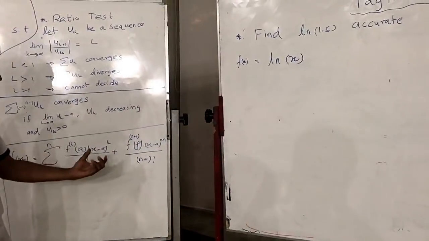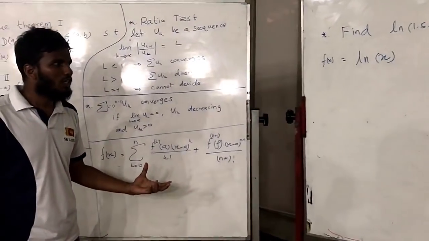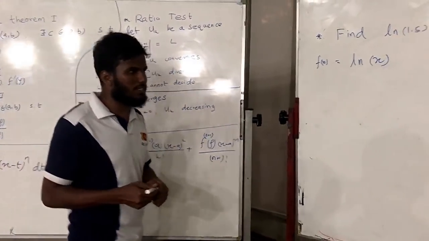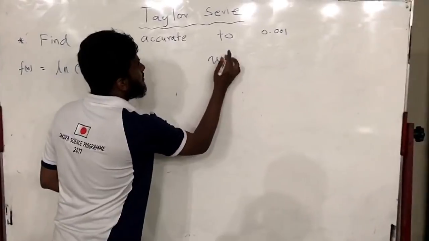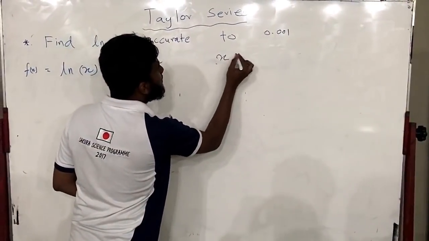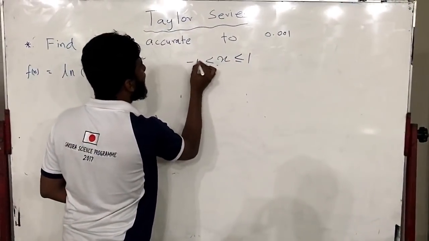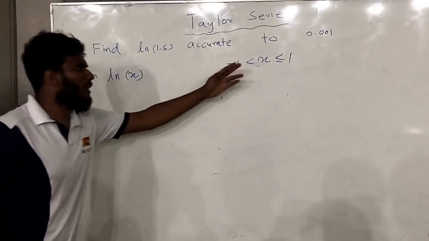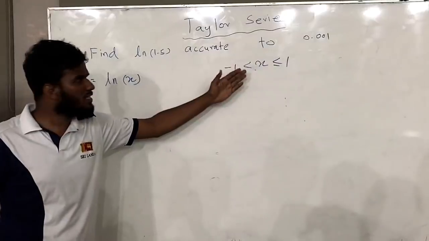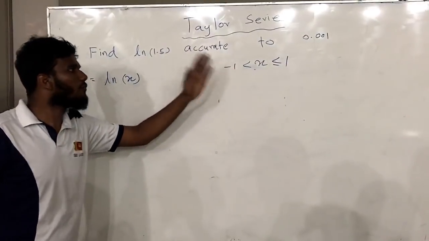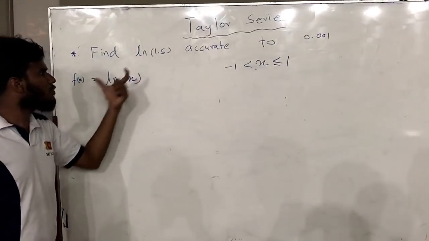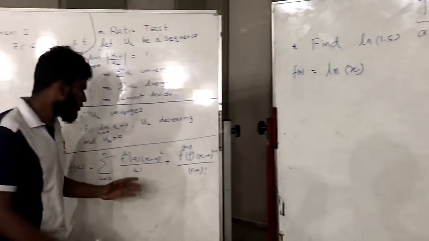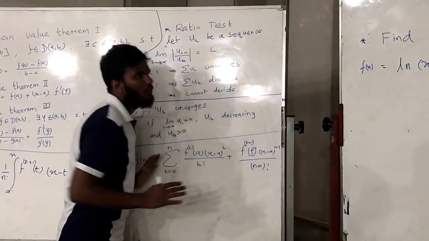There is a term we say range of convergence of x. In this case, the range of convergence of x is modulus of x less than or equal to 1, that is, greater than minus 1. So if x is in this region only, we can find the answer to this particular problem in this direct manner, using this function only.